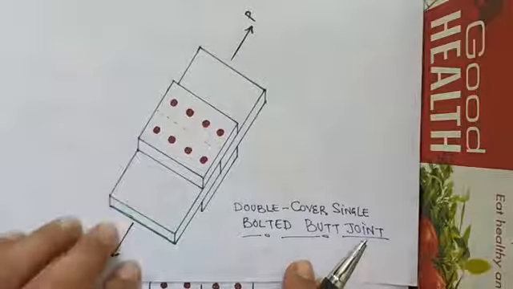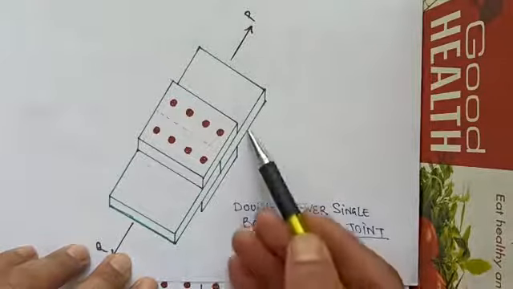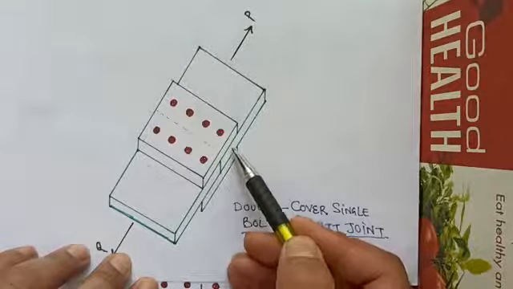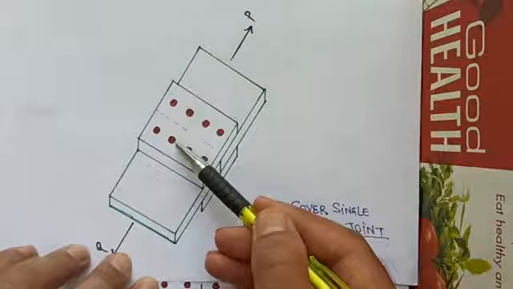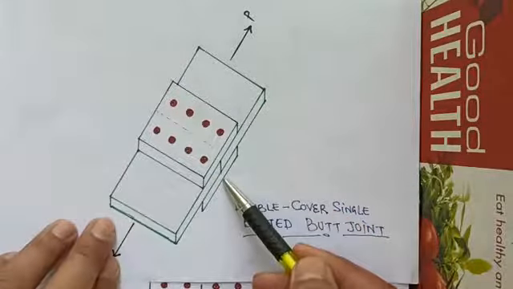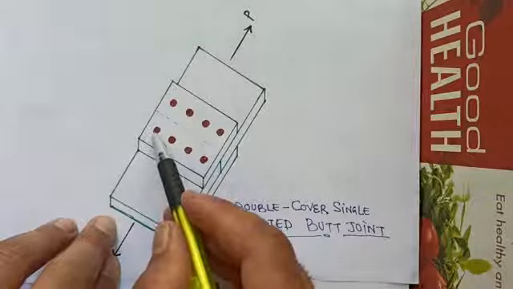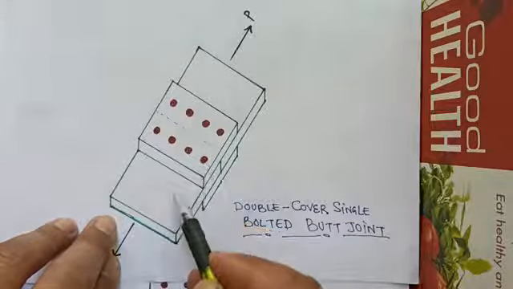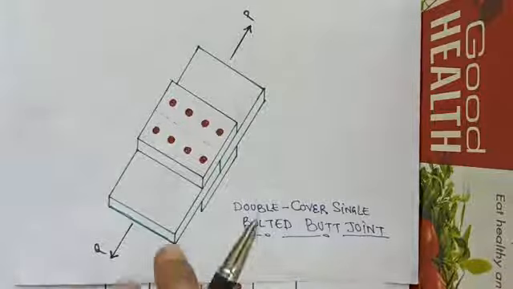We have a double cover single bolted butt joint, that is, the two plates are abutting each other and have been connected by two cover plates, one above the plates and one below the plates, and these have been connected by one row of bolts on each plate, so we call it a double cover single bolted butt joint.